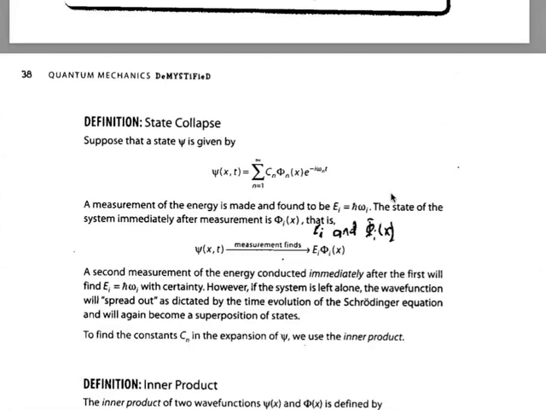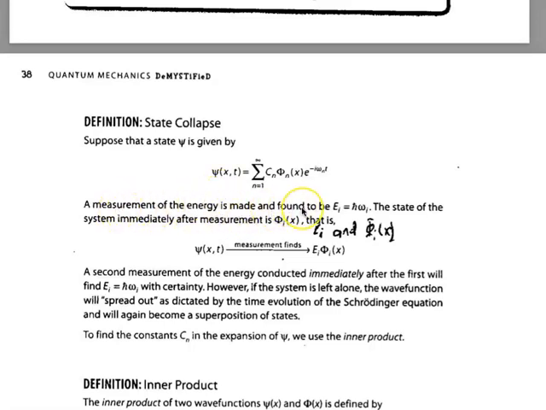Okay, first we want to talk about state collapse. What does it mean? Although you may have a superposition of states in this manner, where psi is written as the sum over n going from 1 to infinity of c sub n phi sub n of x e to the negative i omega n t. Then suppose you were to measure psi, measure this state.